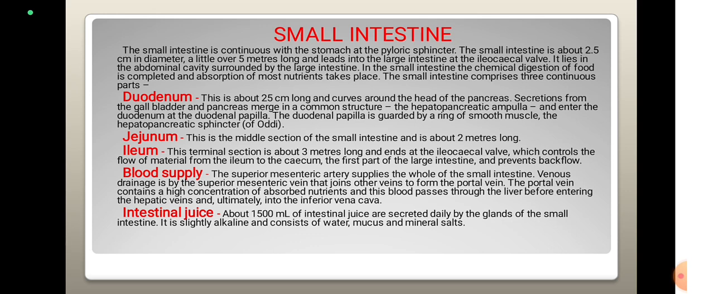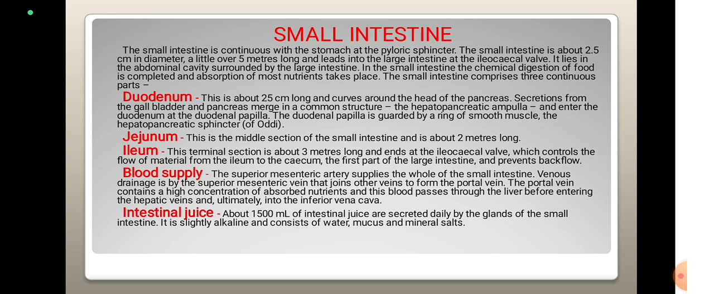The small intestine comprises three continuous parts: duodenum, jejunum, ileum. Duodenum. It is about 25 centimeter long and curves around the head of the pancreas. Secretions from the gallbladder and pancreas merge in a common structure, the hepatopancreatic ampulla, and enter the duodenum at the duodenal papilla. The duodenal papilla is guarded by a ring of smooth muscle, the hepatopancreatic sphincter. Jejunum. It is the middle section of the small intestine and is about 2 meters long.